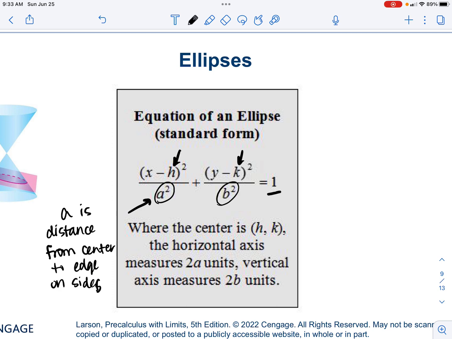If you look at your b squared, you'll square root that, and b is the distance from the center to the top edge and the bottom edge.